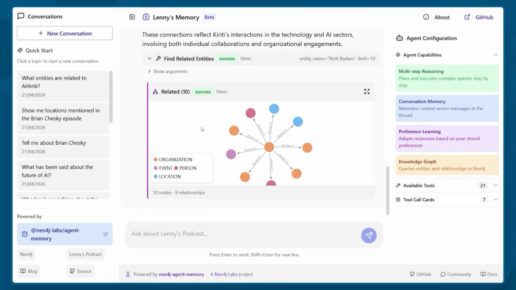Try exploring the Lenny's Memory app. Ask questions about subjects you are interested in. Find some connections and an episode that you want to listen to. If you want to learn how to do this yourself, sign up for the Graph Academy Agentic Memory in Neo4j online course.